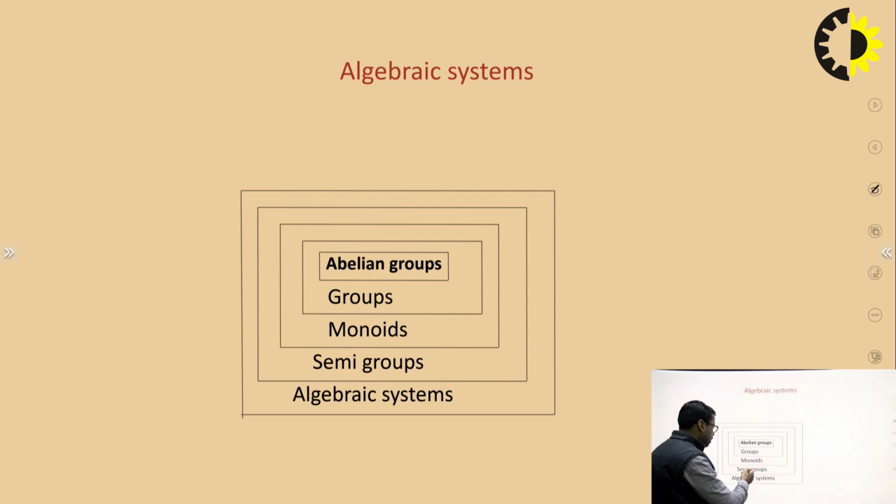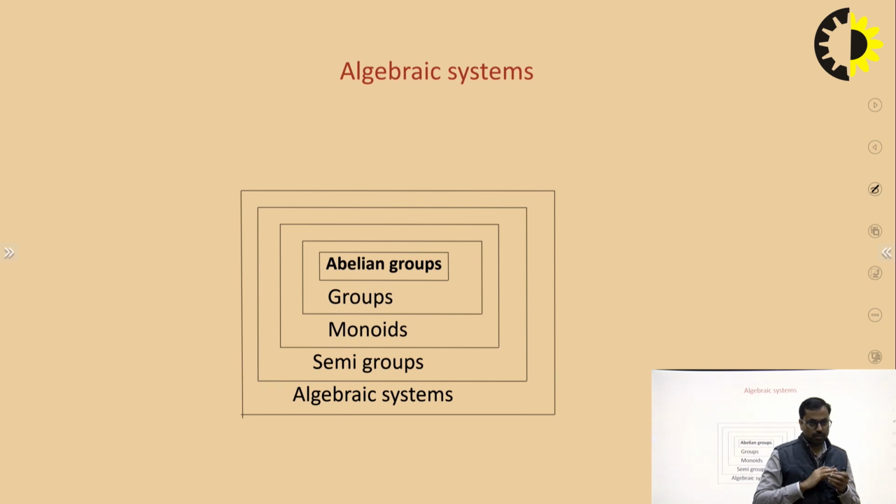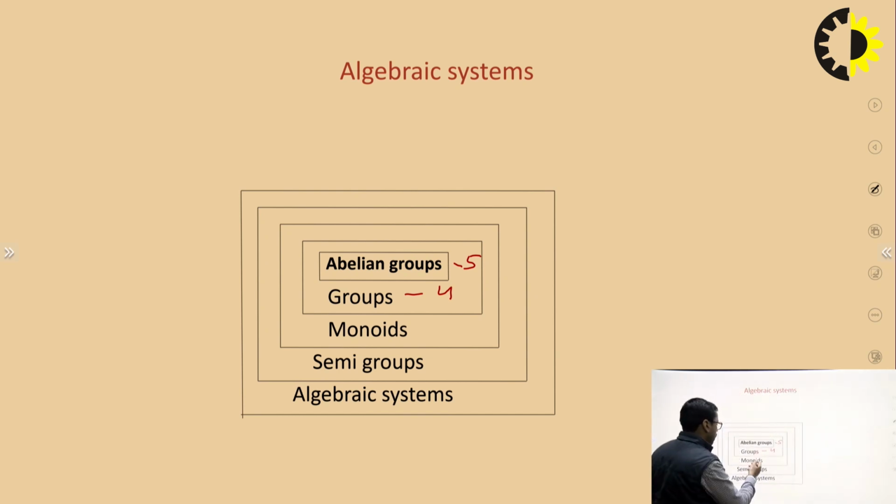Okay, semigroup contains some features, where monoid contains other ones. Groups contain the four features: the closure property, associative property, existence of identity, and inverse property. The abelian group contains the five properties, where the commutative property is the extra one from the group. Monoid contains three properties, and semigroup contains two properties, closure and associative.